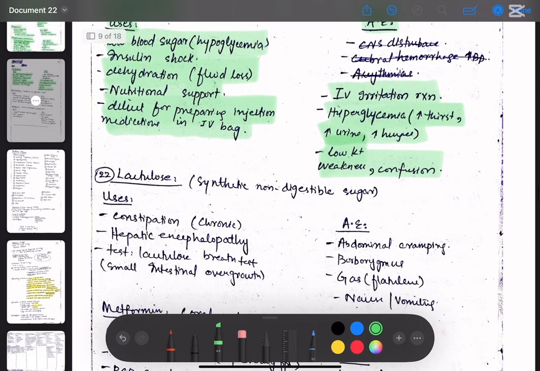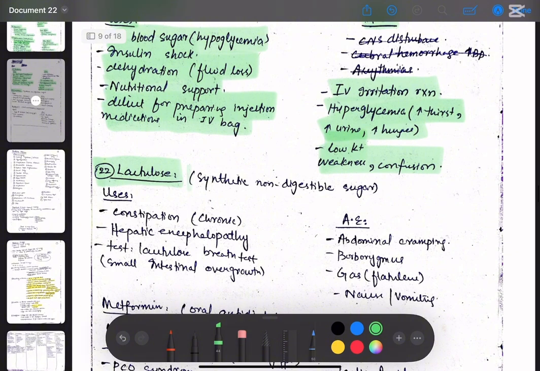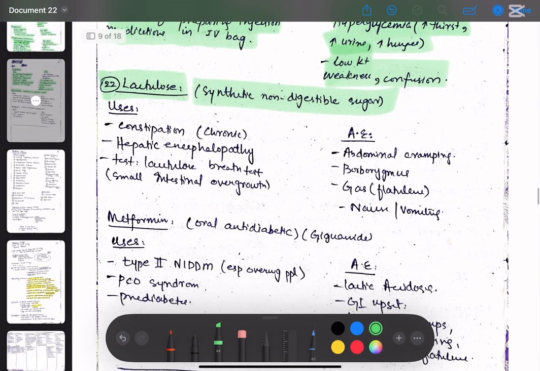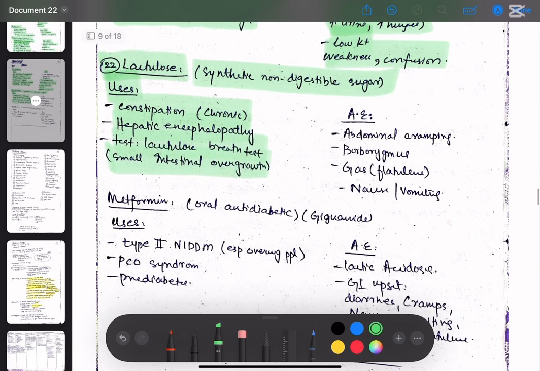Then we are having lactulose, which is a synthetic non-digestible sugar, and the uses are chronic constipation, hepatic encephalopathy, and the lactulose breath test for small intestinal bacterial overgrowth. The adverse effects are abdominal cramping, borborygmus, gas, which is flatulence, and nausea or vomiting.